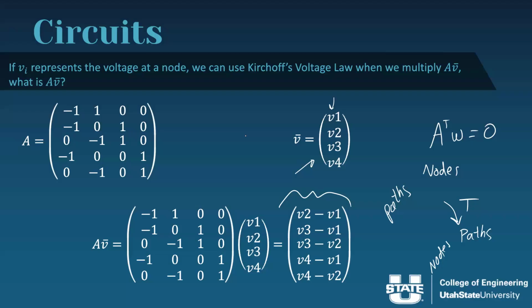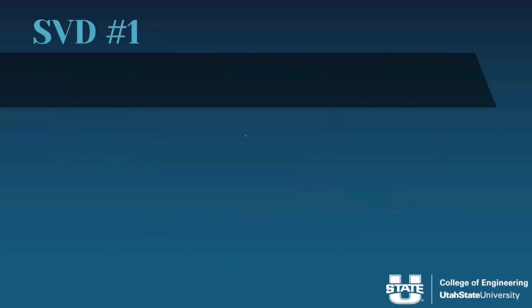Okay, cool. Any final questions about circuits? Just because when we multiply this column by this, we get V2 minus V1. Yep. Any other questions about that? Cool. That's essentially all there is to circuits. So now let's get to everyone's favorite topic of SVDs.